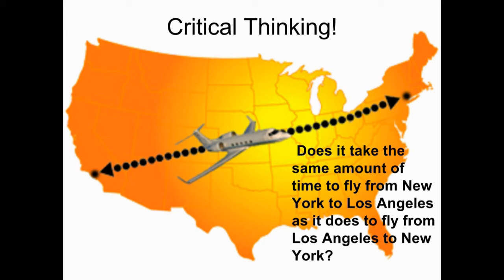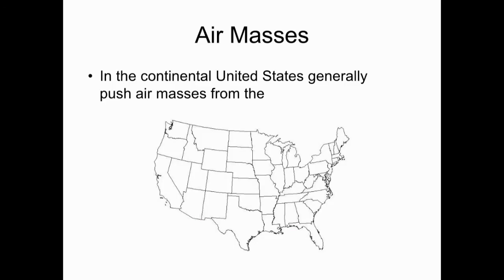This is because you have a tailwind when you're flying east, and when you're flying west, you have a headwind. Very similar to if you're riding your bicycle into the wind, it's more difficult to ride, and if you're riding your bicycle with the wind at your back, it's easier to ride and kind of pushes you along. Well, this wind that we're talking about today is called the jet stream. In the United States, most of our air masses push from the west to the east. And that's why we see the majority of our weather moving this way.